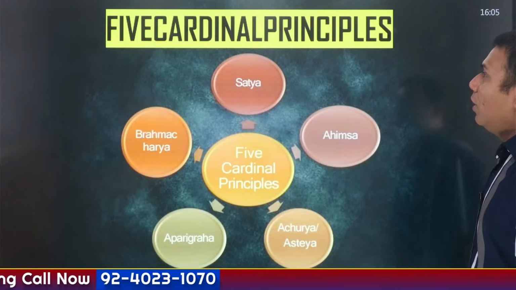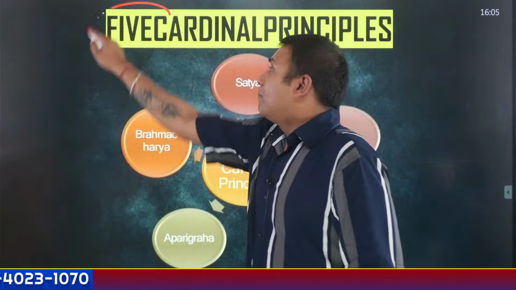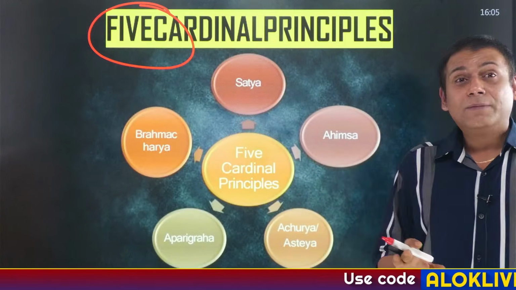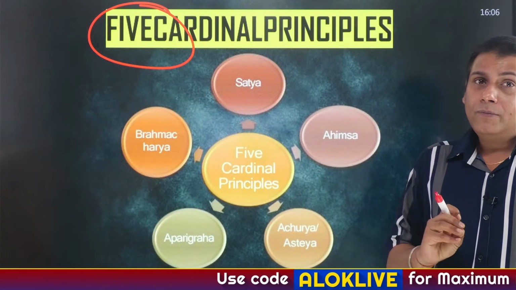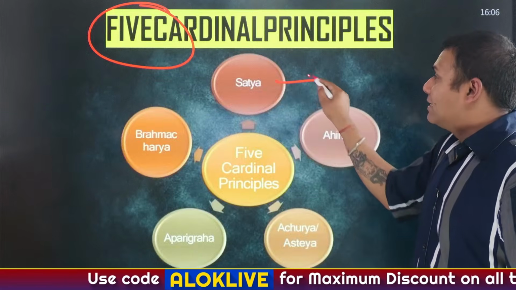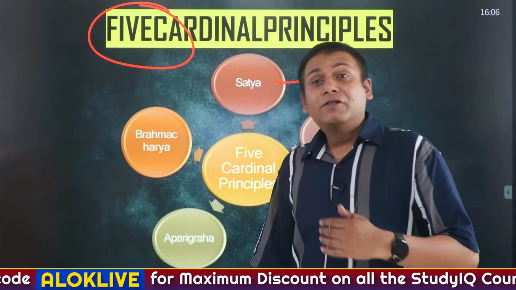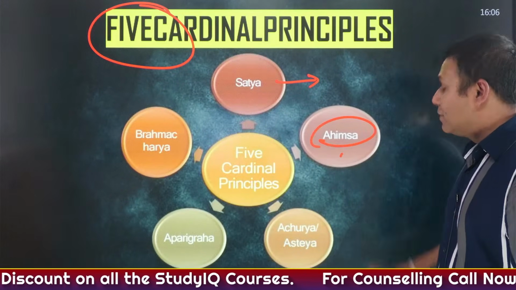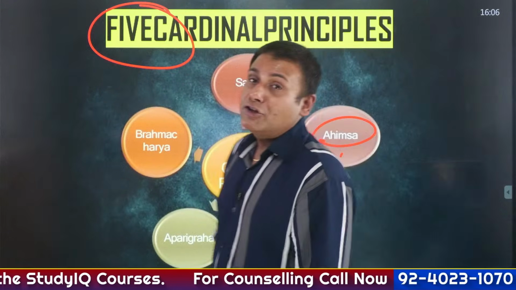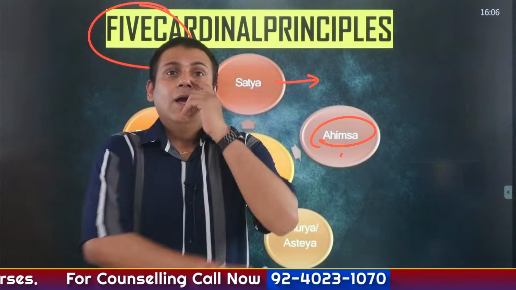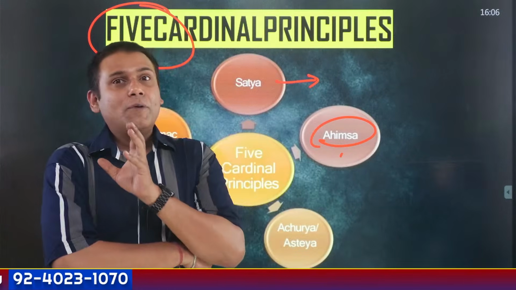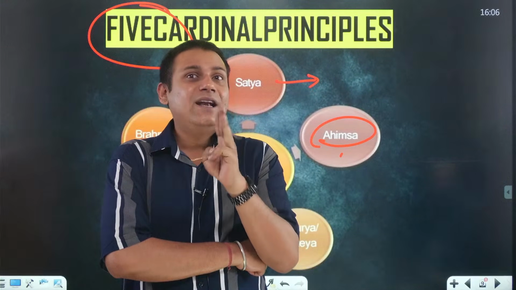Now let's understand the five cardinal principles of Jainism. I have talked about these cardinal principles in quite some depth and detail. The first principle is Satya: always speak the truth. Second is Ahimsa, which means non-violence. Jainism believes in strict Ahimsa, and non-violence should be observed in thoughts, words and deeds.